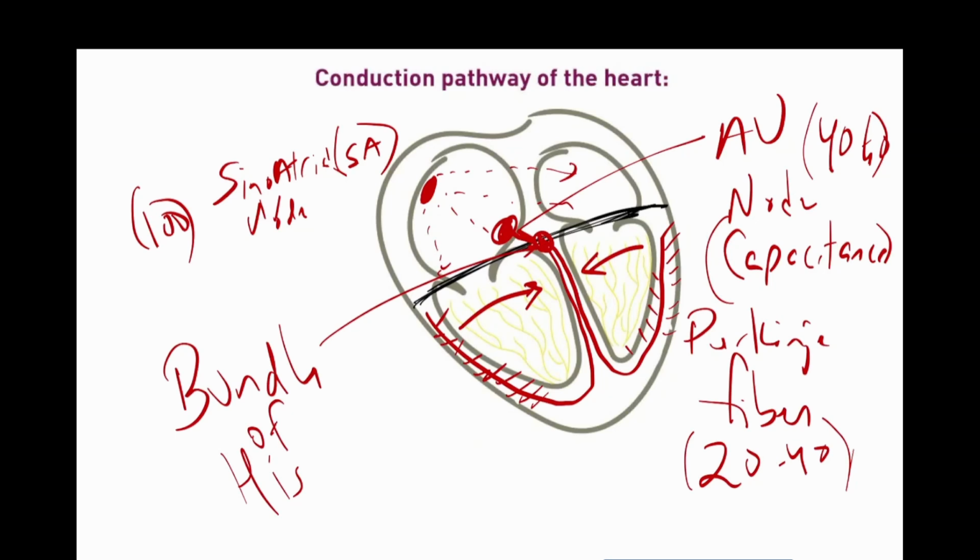If something happened and we knocked out your AV node, so there's no communication between the top of the heart and the bottom of the heart, nothing is telling the ventricles what to do. The ventricles will go at their own rate. And what is the ventricle rate for the Purkinje fibers by itself? 20 to 40. So you see how some people come in with these complete heart blocks?